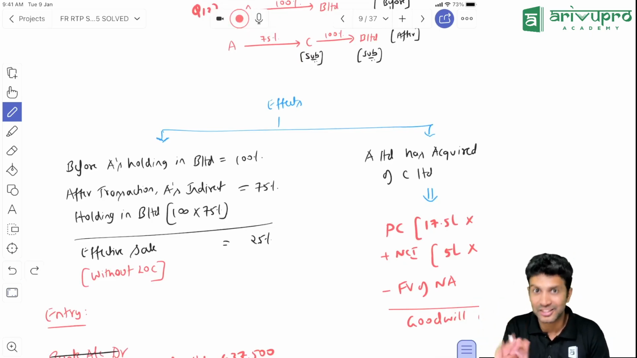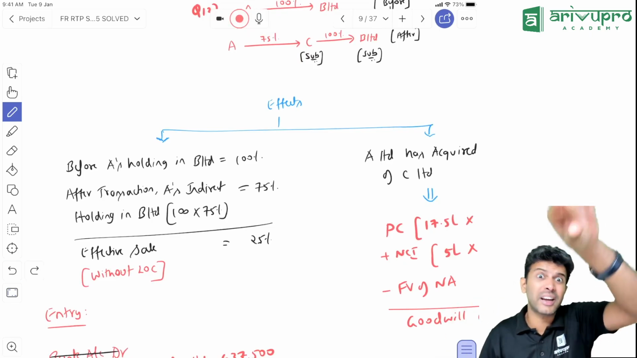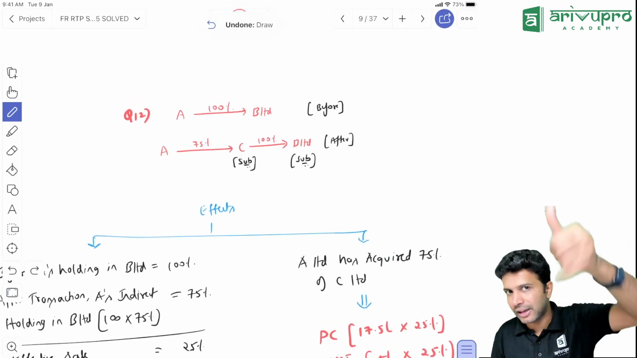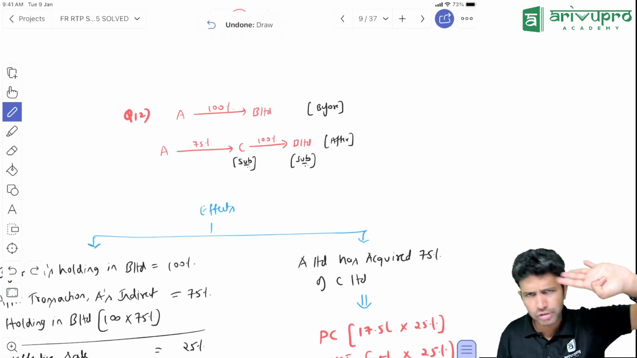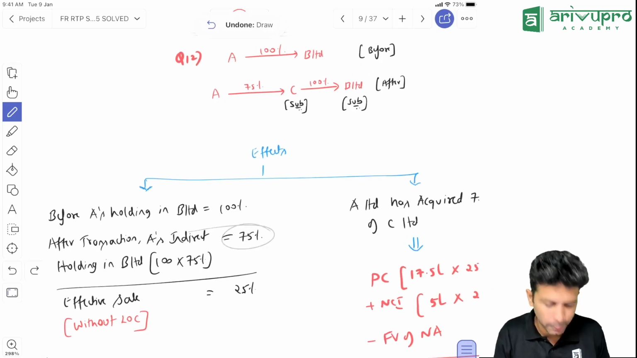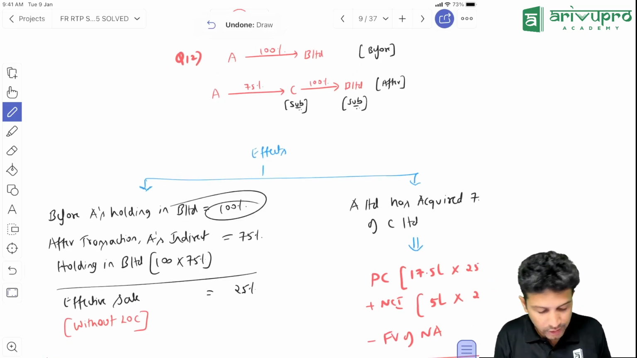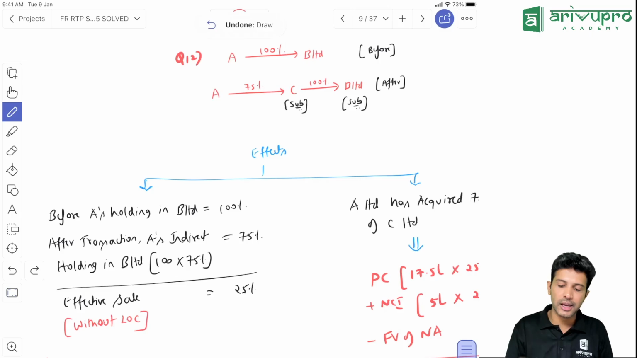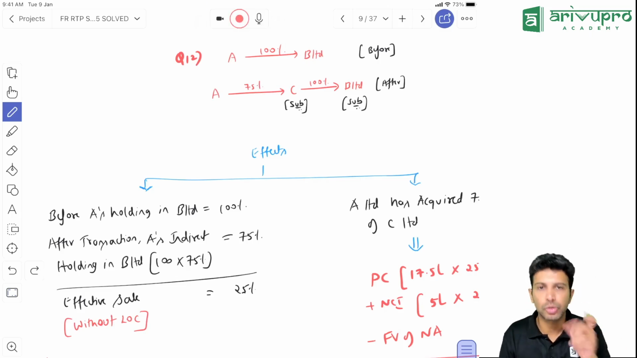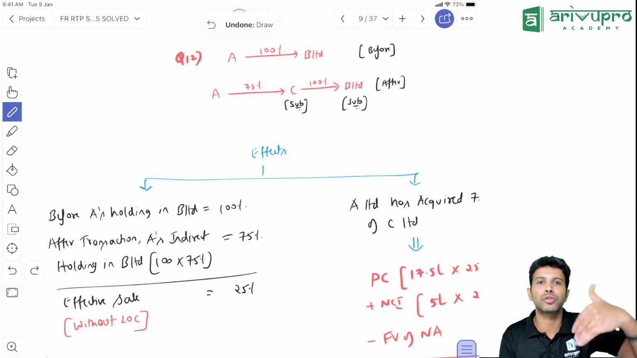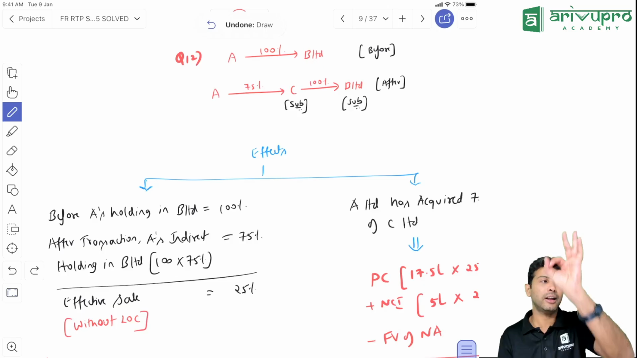Because control is not lost. Sir, if control was lost, we would have done LOC accounting. If A had lost control over B, we would apply loss of control while accounting. Here control is not lost. Effectively, still A has 75% in B. So earlier it was 100, now it is 75. So effectively what percentage stake has A sold to C in B Limited? 25%. Earlier 100, now 75. So effective sale percentage is only 25%.